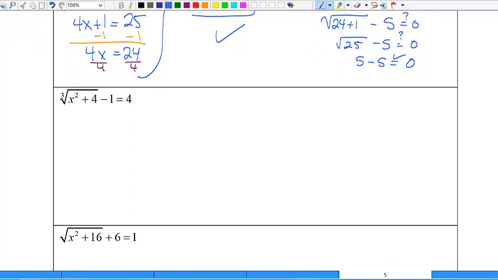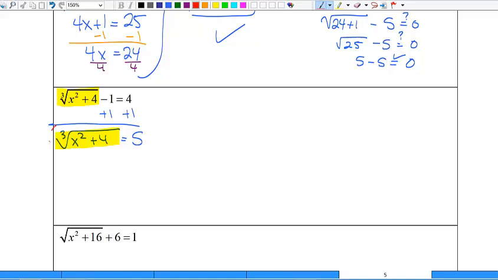On our next example, we have the cube root, and then we're subtracting 1 equals 4. Is this cube root, the radical, where the radical stops over the 4, all by itself? Not quite. I need to add 1 to both sides so that it can be by itself. I'll get the cube root of x squared plus 4 is equal to 5. Now, is this radical all by itself? Now it is.